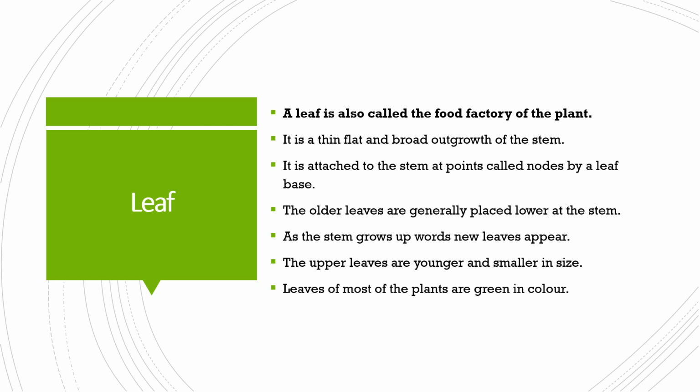The older leaves are generally placed lower on the stem. As the stem grows upward, the new leaves start to appear. The upper leaves in this way are younger and smaller in size. Leaves of most of the plants are green in color. Why so? Because of the presence of chlorophyll in them.